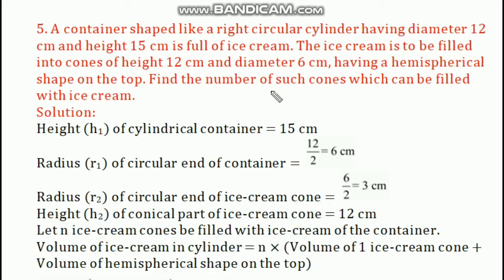Here we know that the volume of the right circular cylinder contains some ice cream. So the volume of ice cream in the container is equal to the volume of ice cream in some such cones. Then how to find the number of cones? Let's take the volume of the container equal to the number of cones times the volume of ice cream in one cone.